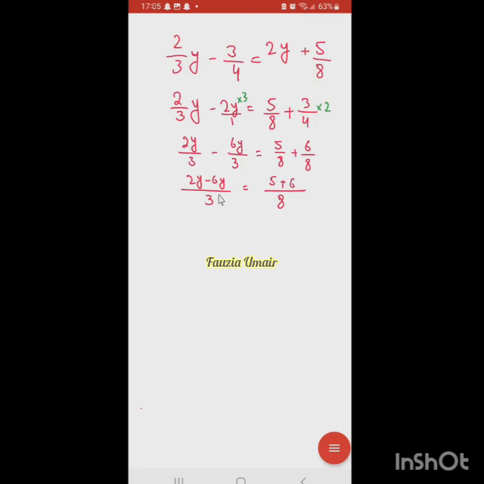Now what is the answer of this, Amrish? 2y minus 6y is minus 4y. Very good. Minus 4y by 3. And this is 6 plus 5, 11 by 8. Now what to do? Now we will cross multiply. So minus 4 will be multiplied with 8, and 11 and 3 will be multiplied, right? So now what will this be?